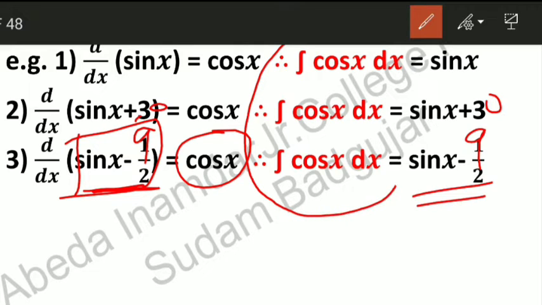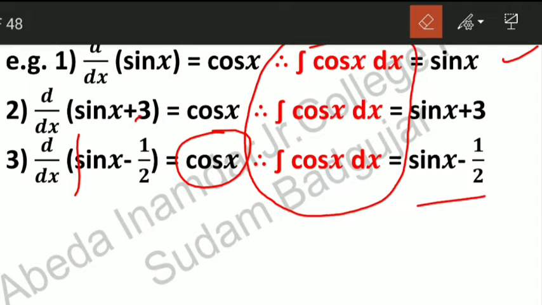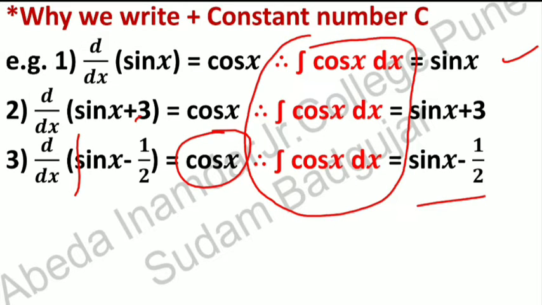Okay. Now you have to observe equation numbers 1, 2, 3. See here the LHS of the result, the integration of cos x, it's fixed. For first, second, third, it is the integration of cos x dx. But the RHS sides are not the same. In the first case it is sin x plus 0, here it is sin x plus 3, and for the third sin x minus half. Okay, it means here its values vary.